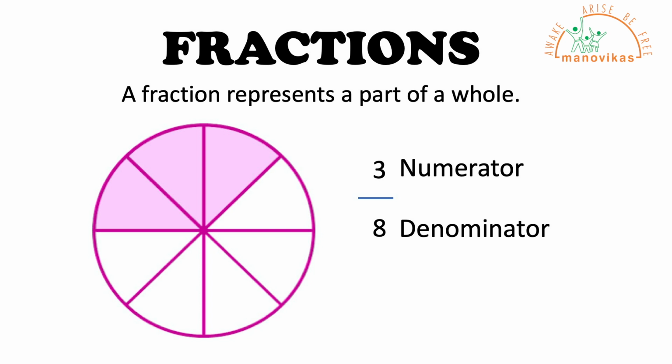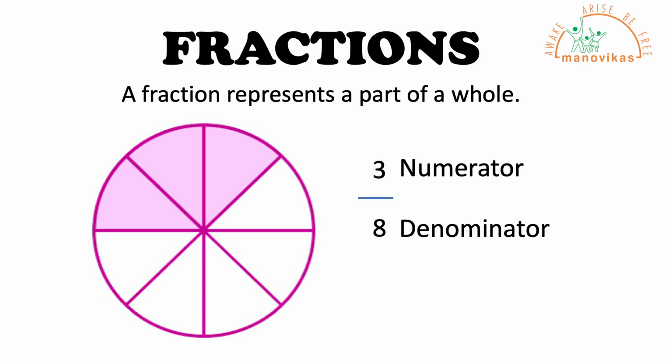First of all, what do you mean by a fraction? A fraction actually represents a part of a whole. Now here you can see a circle. The circle is divided into 8 equal parts. Out of the 8 equal parts, 3 parts are shaded. So if I want to tell how much of the circle is shaded, I will say 3/8 of the circle is shaded. Because out of the 8 parts, 3 parts are shaded.